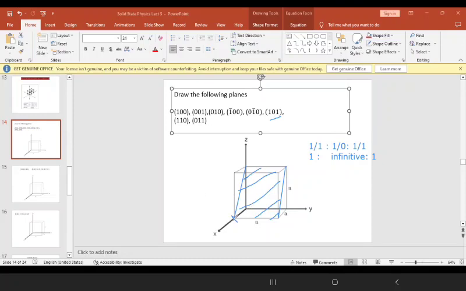X-axis 1, z-axis 1, so you have to connect those 2 points. And y-axis infinity, so that does not cut the y-axis. So that is parallel to the y-axis; it does not cut at any point on the y-axis. So you have to connect these 2 points and draw the diagram. Understand? We'll try another one.